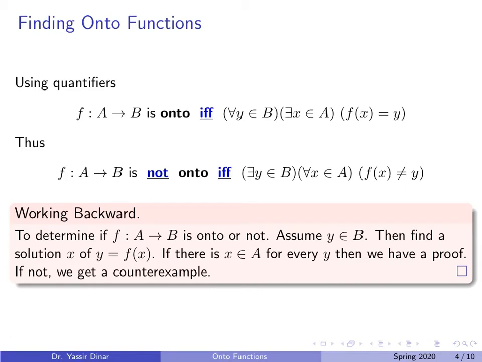We also say that if we have a function f from a set A to set B, to know if it is onto or not, we do a working backward. So we assume y in B, and then we find a solution x which satisfies these conditions: y is equal to f of x using the formula for f. If we can find x in the domain for every y in the codomain, we have a proof. If not, we get a counterexample. And this video is about finding these counterexamples by working backwards.